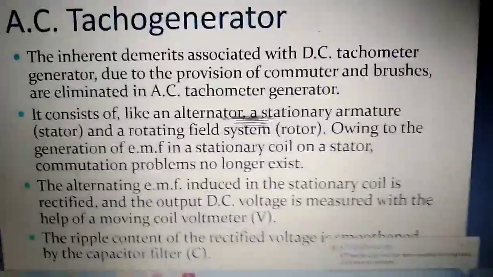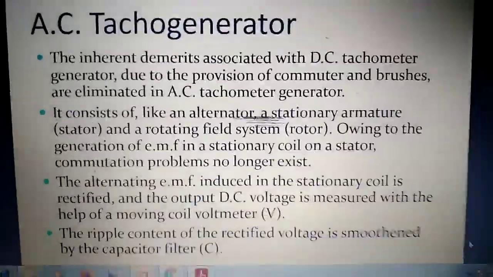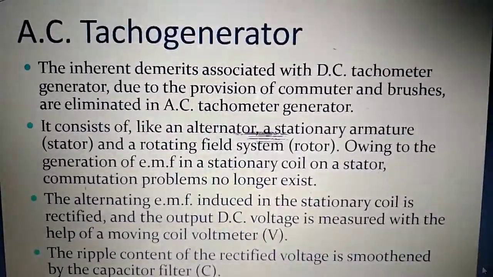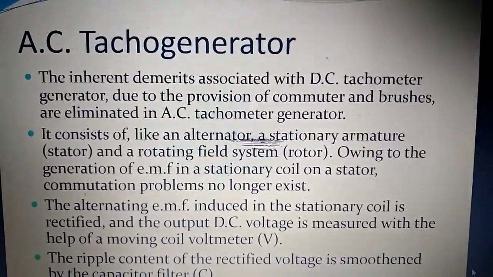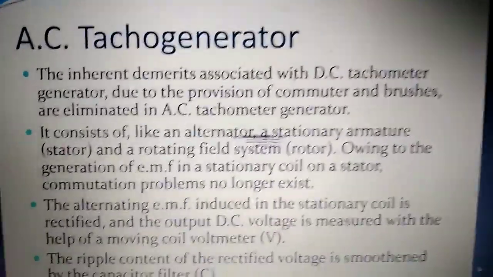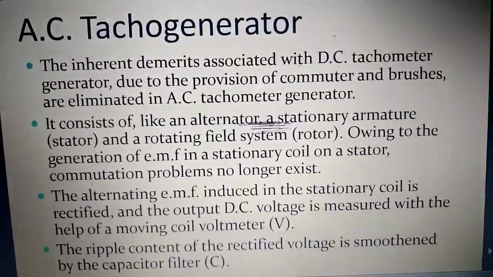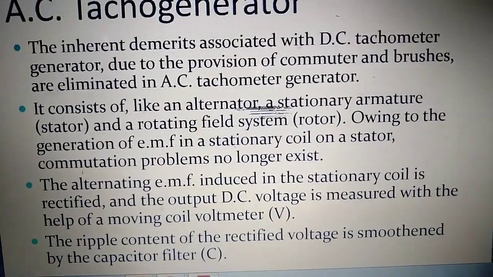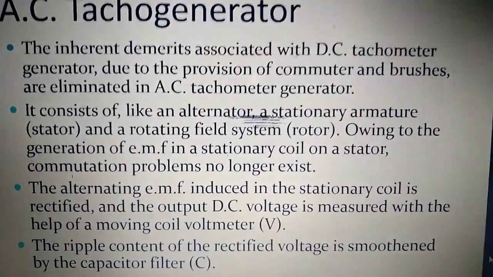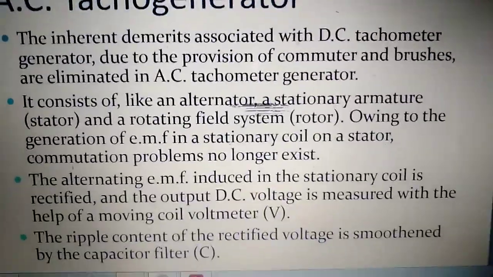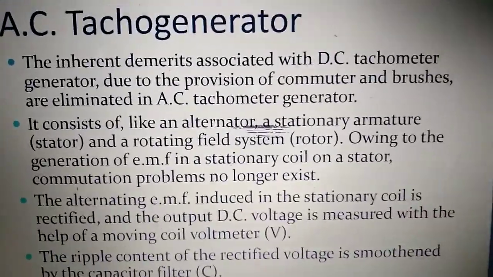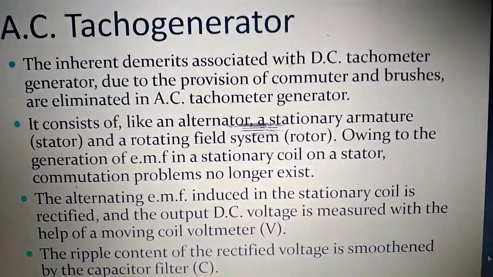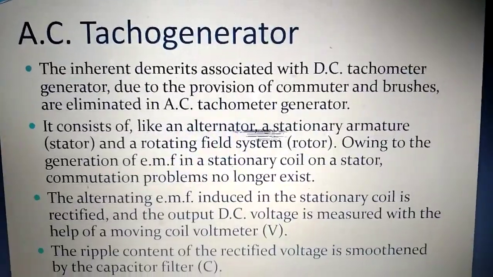In the AC tachometer, the alternating EMF induced in the stationary coil is rectified, and the output DC voltage is measured with the help of a moving coil voltmeter, or DC voltmeter. The ripple content of the rectified voltage is smoothed by a filter circuit. We use an R and C filter circuit to eliminate the ripple content. Then the output, pure DC voltage, is measured at the DC voltmeter.